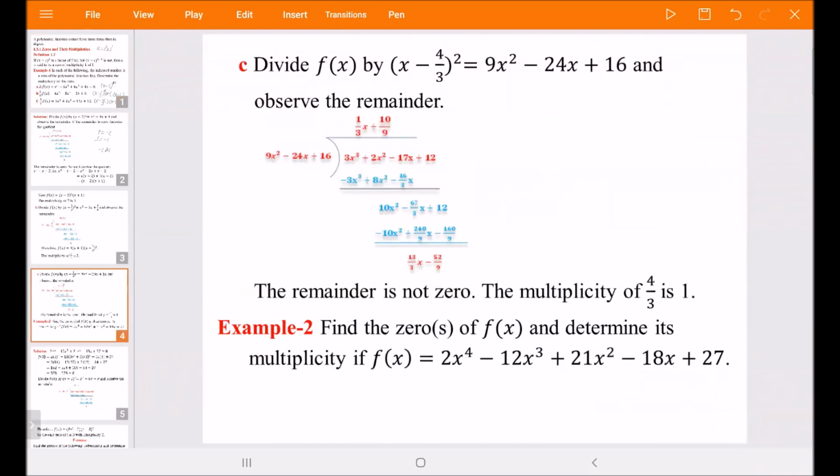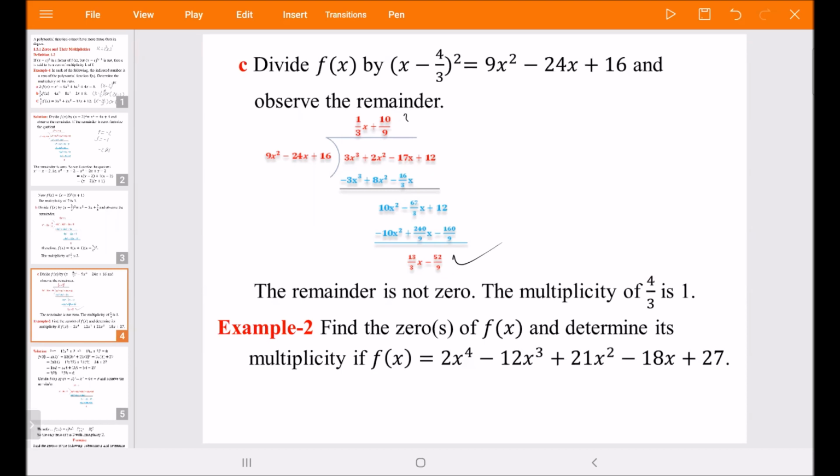So x minus 4 over 3 the whole square is 9x squared minus 24x plus 16. So dividing 3x cubed plus 2x squared minus 17x plus 12 by 9x squared minus 24x plus 16, long division results in a quotient of 1 over 3x plus 10 over 9, and the remainder is 13 over 3x minus 52 over 9.